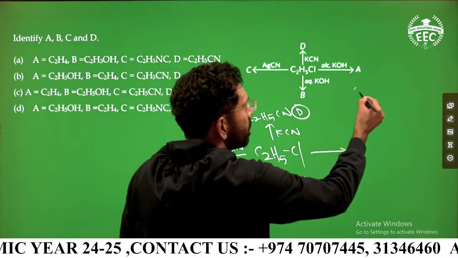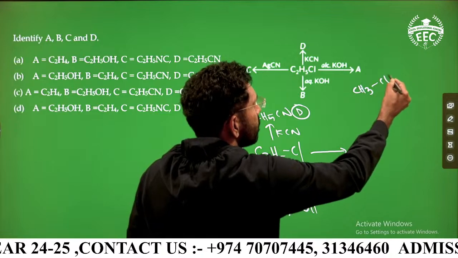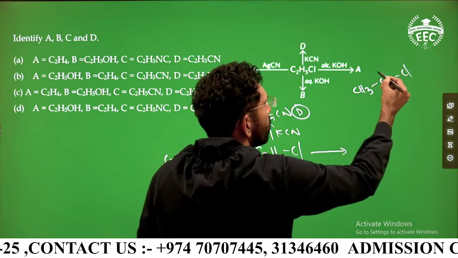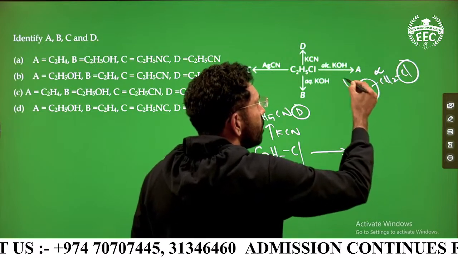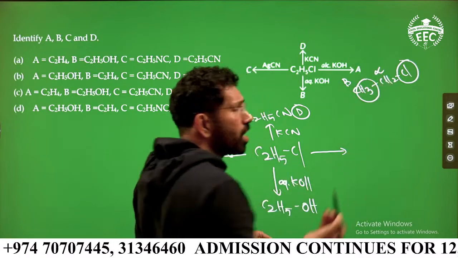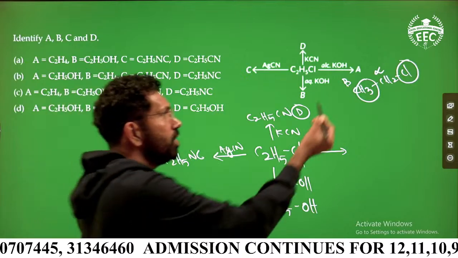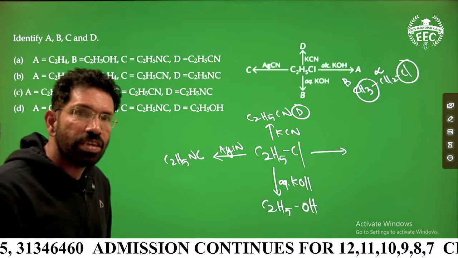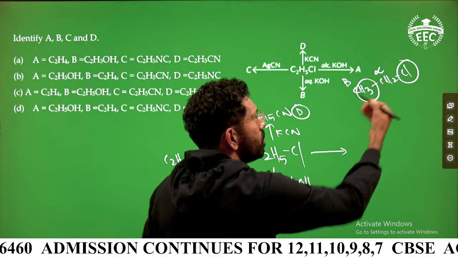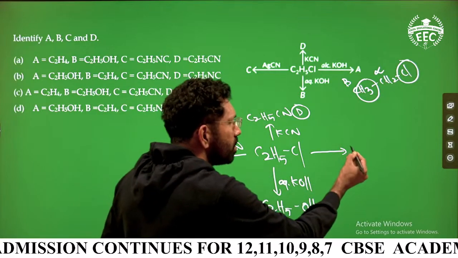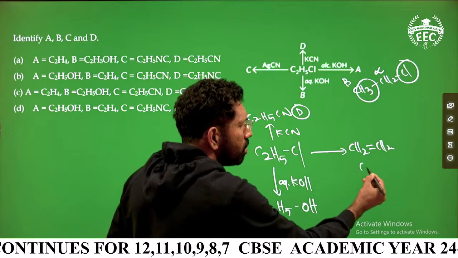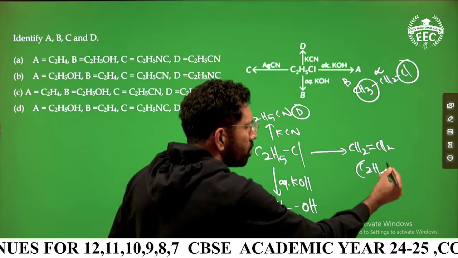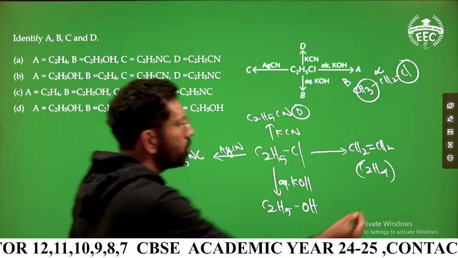C2H5Cl is nothing but CH3CH2Cl. So from the alpha carbon we will remove chlorine. From the beta carbon we will remove hydrogen. Then we can develop a double bond between them. So here you will get CH2=CH2. That is nothing but C2H4. So this is compound A.